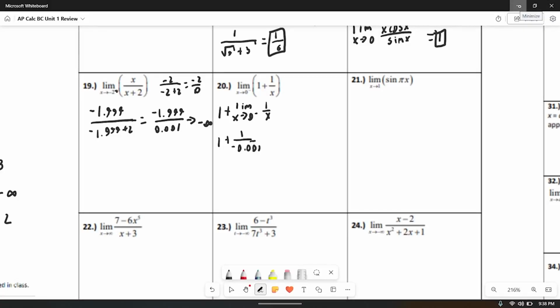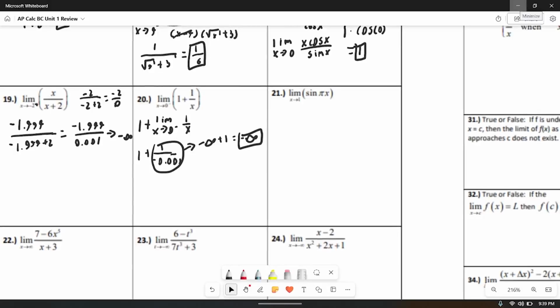So this part right here is going to approach negative infinity, right? Because this evaluates to a negative. And negative infinity plus 1 is still negative infinity. So this limit will approach negative infinity. For this one, we can just do direct substitution. So sine of pi times 1 is just sine of pi, which, using our unit circle, evaluates to 0.